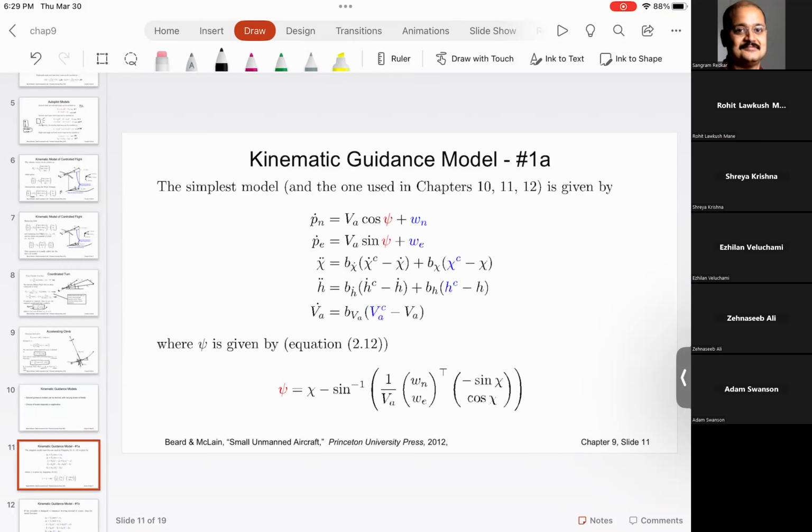Next thing is the kinematic guidance model. And this is a very simple model. This is exactly what I implemented. You can implement a simple kinematic guidance model, which gives you the relationship between various velocities, north velocity, east velocity, the differential equation on chi, the differential equation on height, and then airspeed. And then you get the equation for the heading that is shown over here. And this is the simplest model.